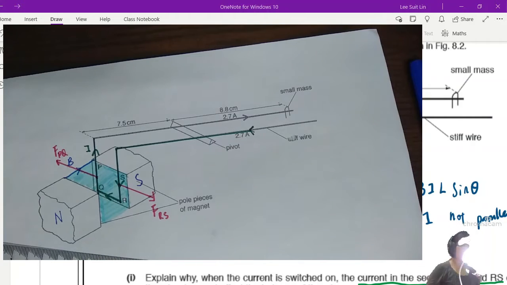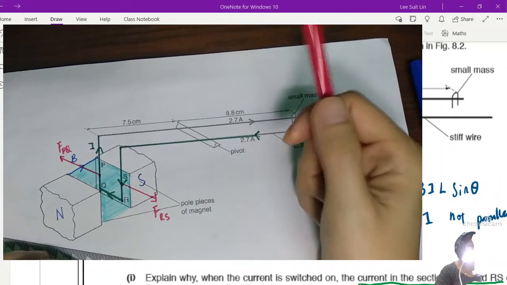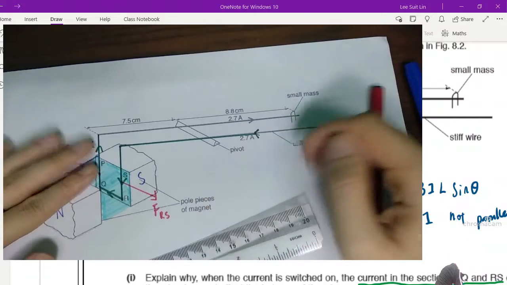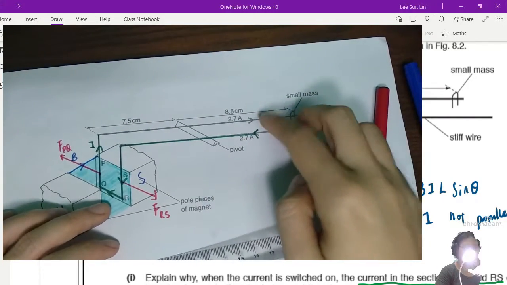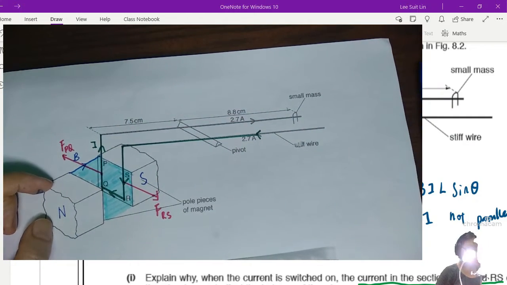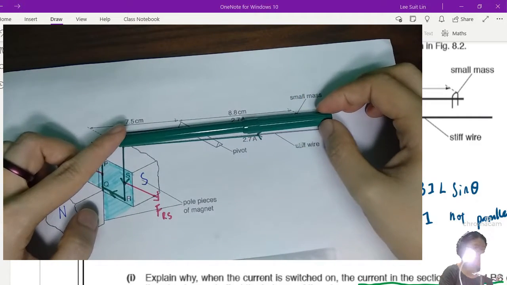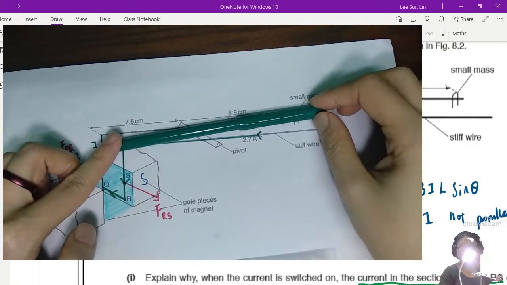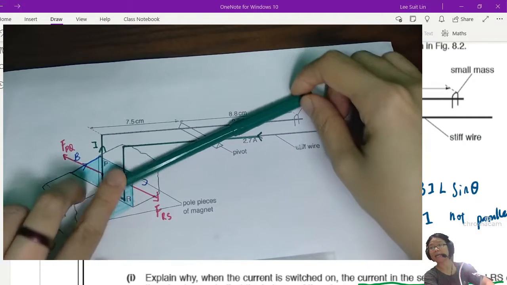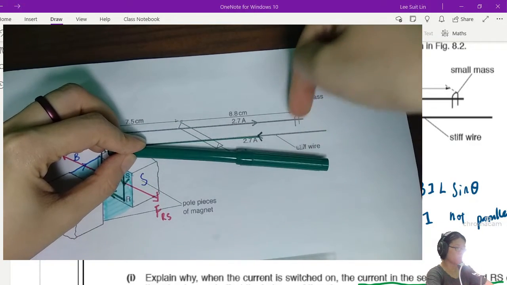This is not an action-reaction pair, okay? They're acting on the same wire. It's just that you can see that they will cancel off. So even if there's a wire here with this force, it wouldn't upset the balance. Imagine this current balance, and the pivot is here. The only way to upset this balance, to tilt this way, or this way, is to apply a force in this downward direction.